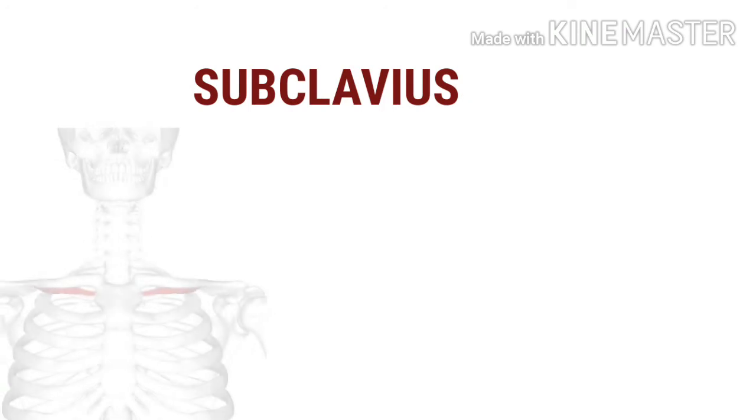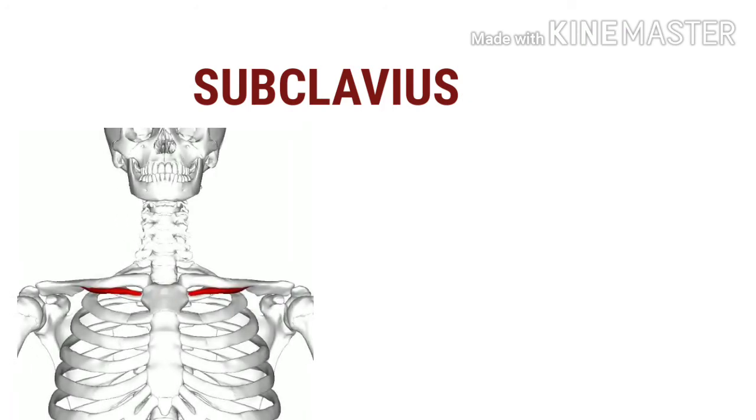Okay, so we will talk about subclavius. Subclavius is a small muscle which is located directly under the clavicle, running horizontally. This red one is the subclavius muscle.